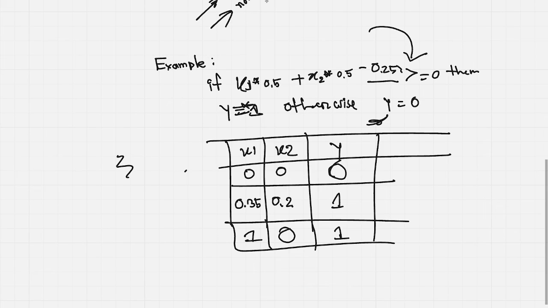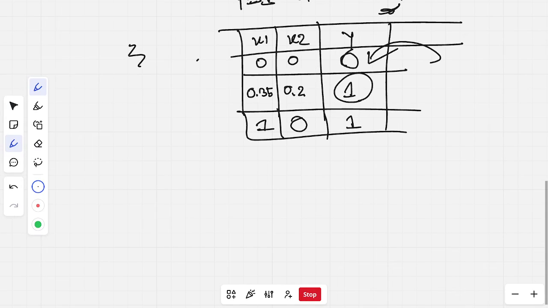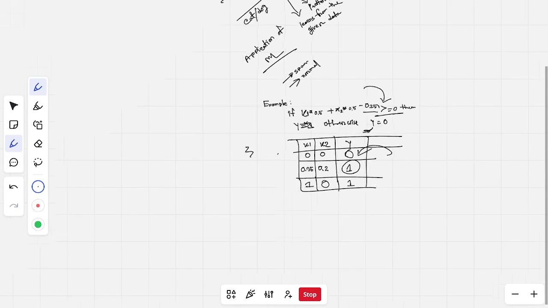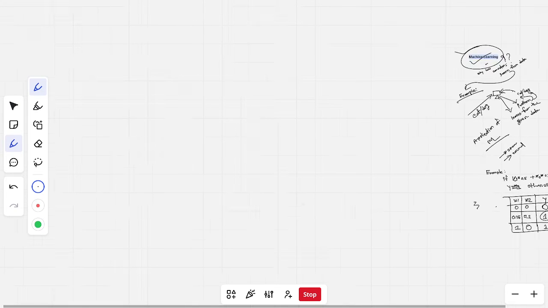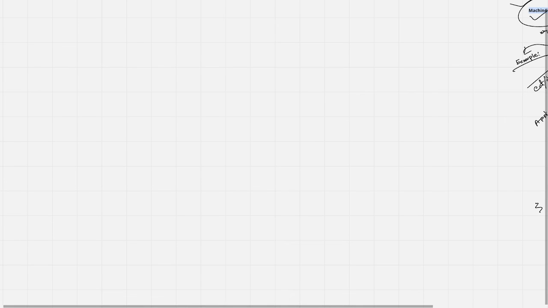So this way the computer learns the technique of these conditions, like if it is greater than or equal to 0, then it results in y equals 1, otherwise it returns 0. So this way it works and learns from the data and can make decisions through the data.